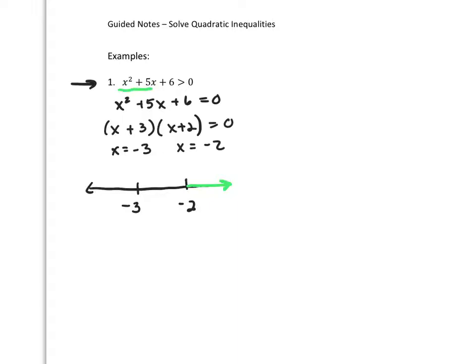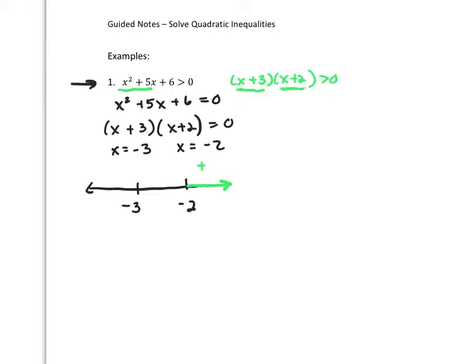Actually, I'm going to plug it in the factored form. It makes it easier if you do that. (x plus 3)(x plus 2) greater than 0. All right, I do not care what number it gives me when I plug 0 in. I'm only concerned about the sign. If you plug a 0 here, that's 0 plus 3, that's positive. Put a positive sign right there.